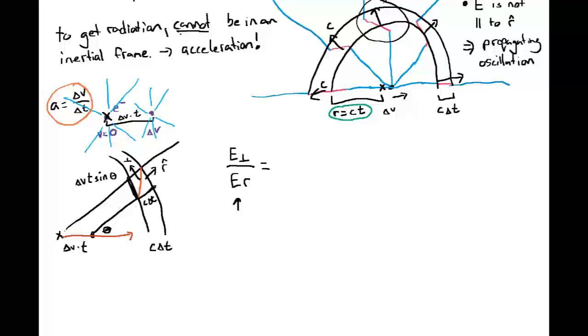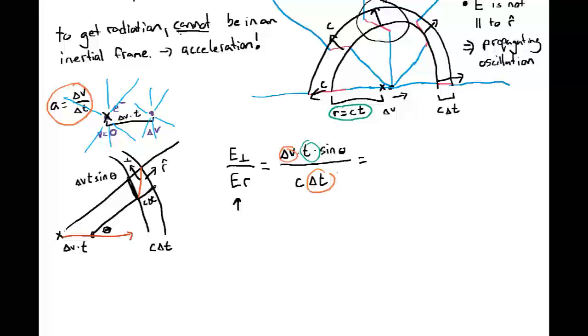An easy way to check that is if theta is 0, there is no discontinuity, just like sine of 0 goes to 0, and it's maximal when theta is 90 degrees. So now we can write the slope of our line here as the distance in the perpendicular direction, which as we said is delta v times t times sine theta, divided by the distance in the radial direction, which is c delta t. So now we can do some cute algebra.